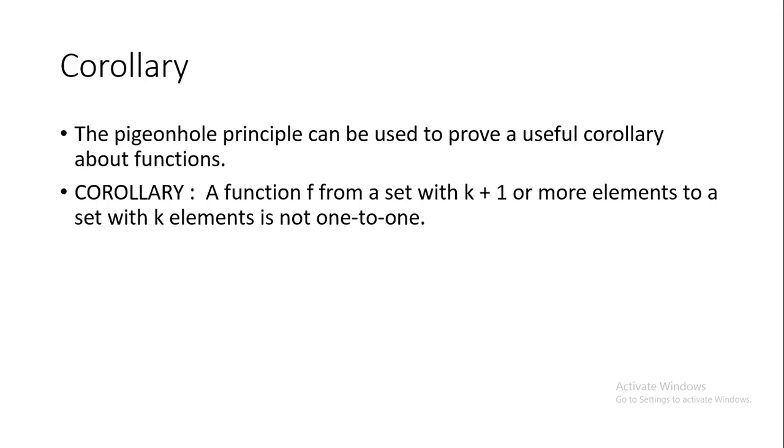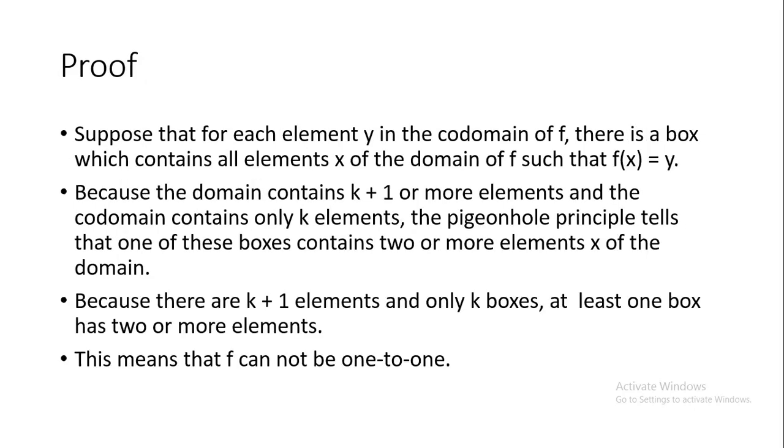So how can we prove this corollary? Suppose that for each element y in the codomain of f, there is a box which contains all elements x of the domain of f such that f of x is equal to y. In this statement there is a function f, where the domain is x and the codomain is y.